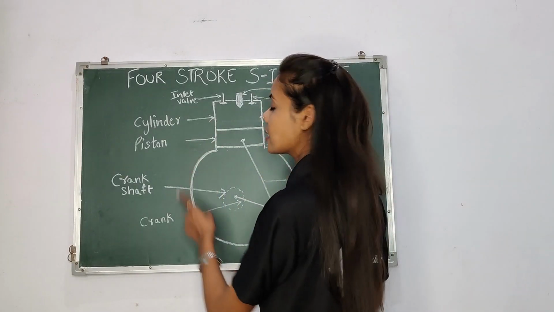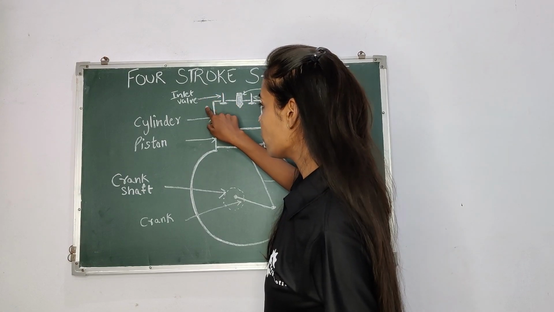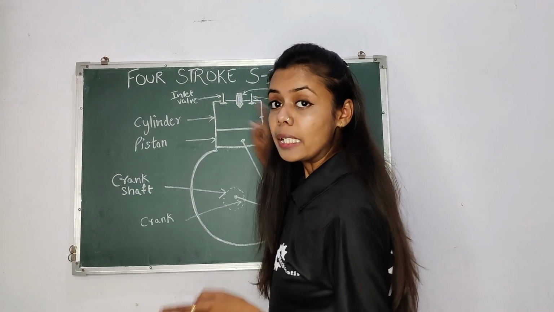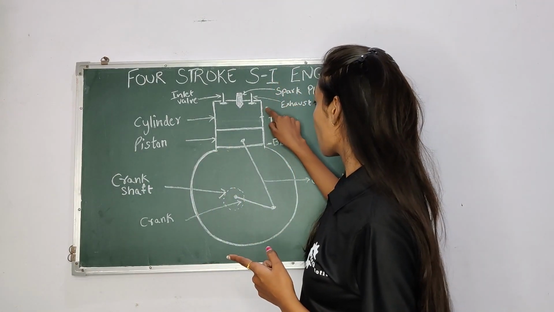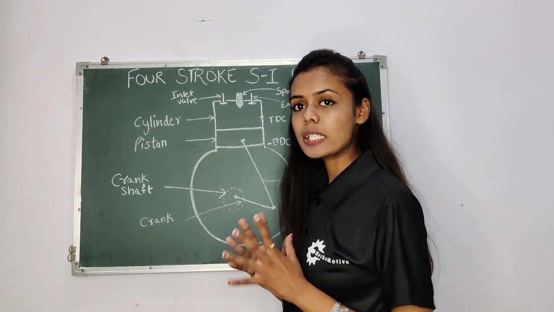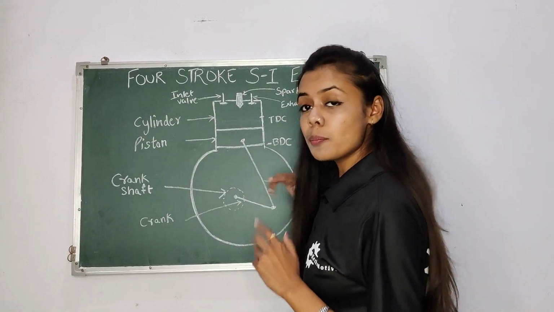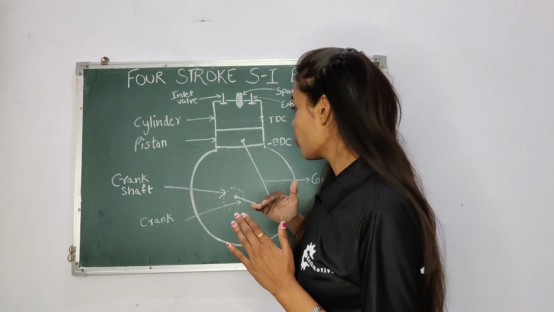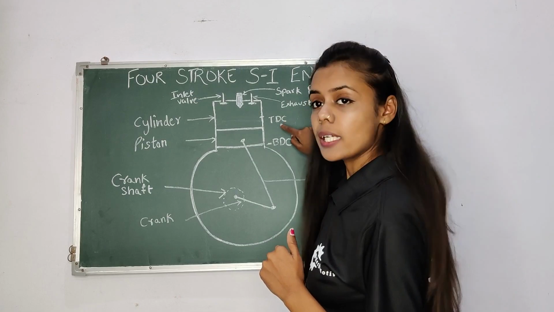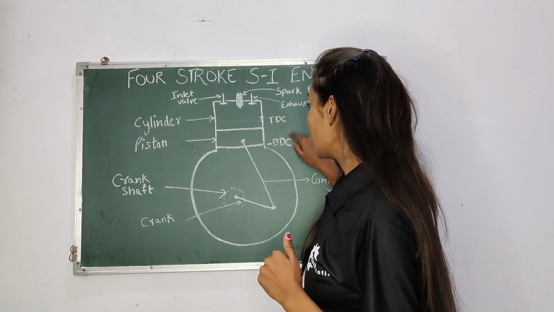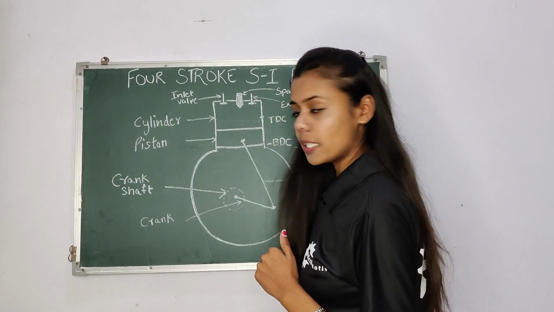So this is the cylinder and there are two valves. First, the inlet valve, from which the air-fuel mixture enters, and then this is the exhaust valve, from which the exhaust gases escape. This is the piston. The piston moves in upward and downward motion, and these are the 2 points called TDC and BDC. TDC is top dead center and BDC is bottom dead center.